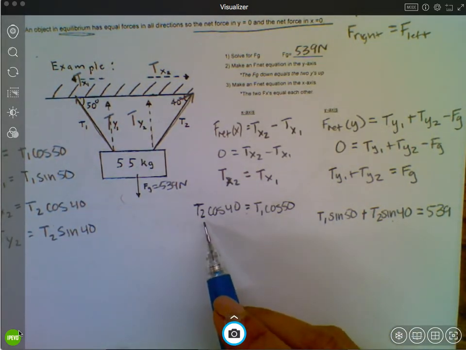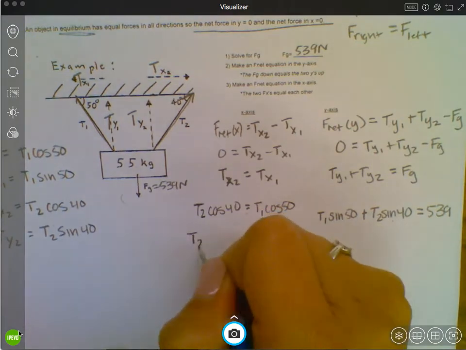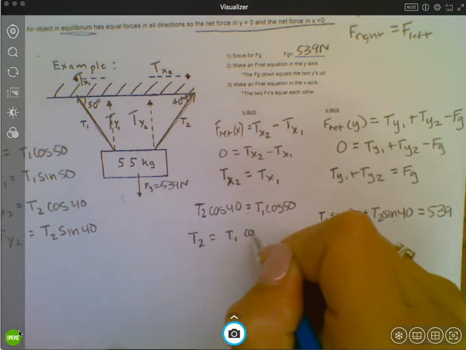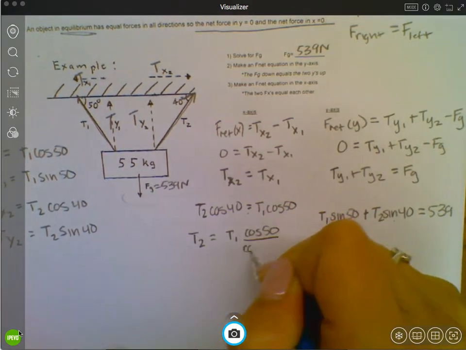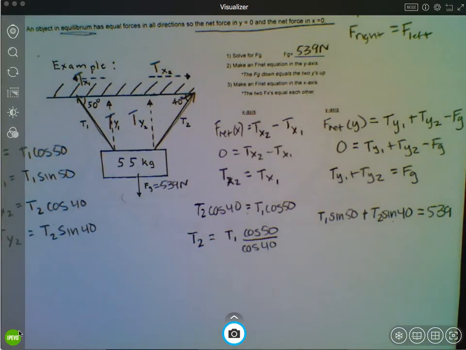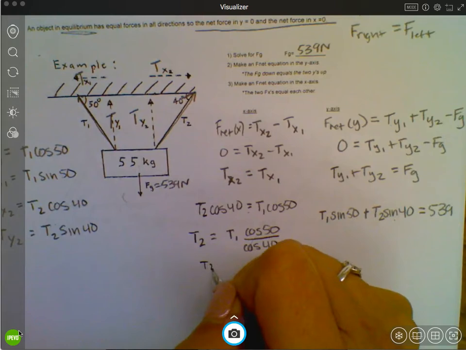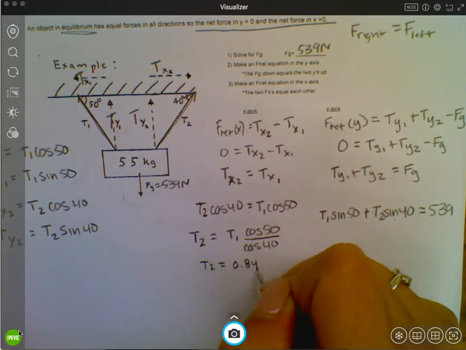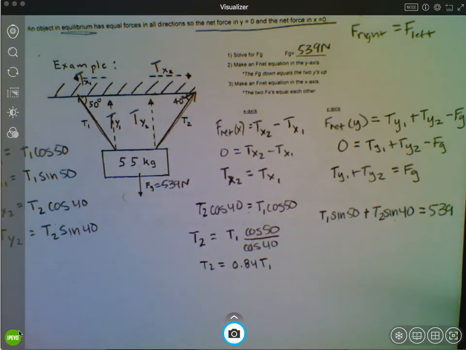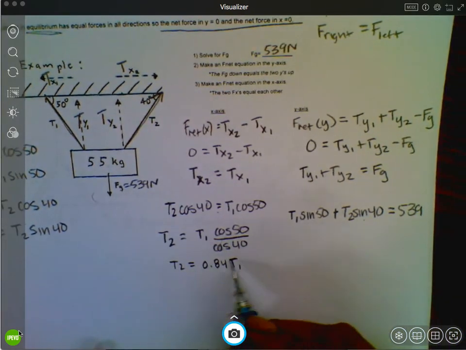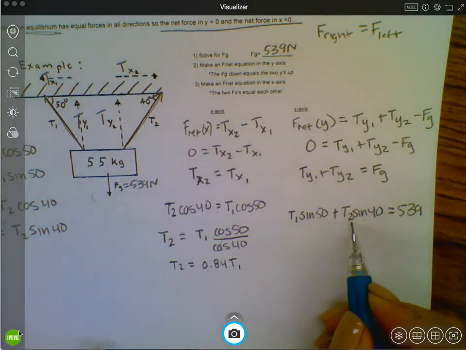So I'm going to actually just solve for t2 here. So I'm going to say t2 equals t1 cos 50 divided by cos 40. And then I'm going to plug that in my calculator because this is just messy and I want one number. So cos 50 divided by cos 40, and I get 0.84. So t2 equals 0.84 t1.